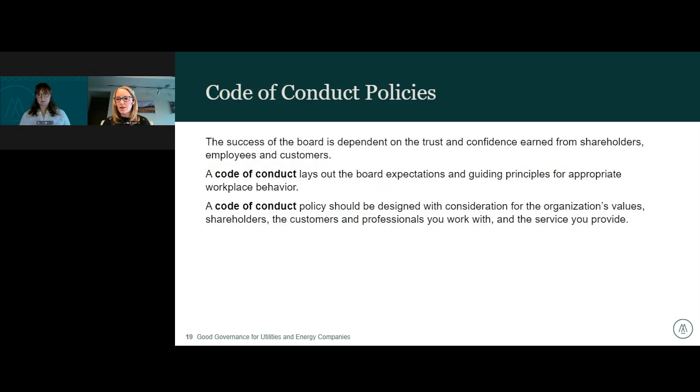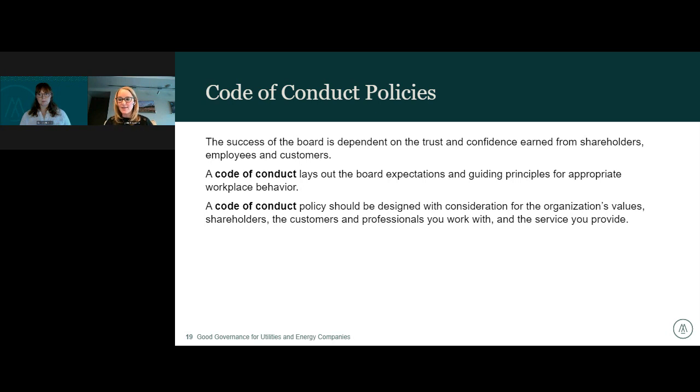Okay, let's talk a little bit about the code of conduct policies. The success of a board really depends on the trust and confidence that you've earned from your stakeholders. And your stakeholders are defined differently within every one of our organizations. They might be ratepayers, customers, or your employees, or they will definitely be your employees. What a code of conduct does is lay out the expectations and guiding principles for appropriate workplace behavior.